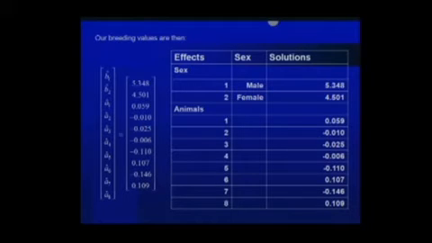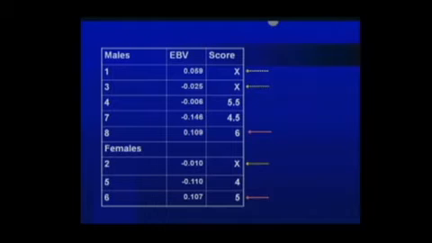And you'll notice that we've solved for the fixed effects. The male has an average solution of 5.35. The female has an average solution of 4.5. So just by being a male, in terms of this characteristic, is slightly better. And then the animals all have individual values.